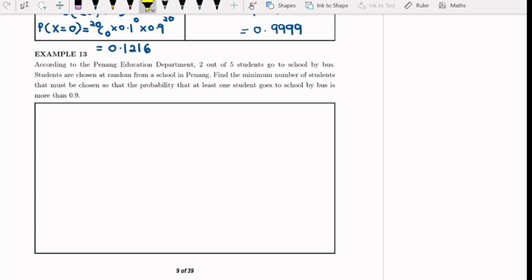According to the Penang Education Department, 2 out of 5 students go to school by bus. Students are chosen at random from a school in Penang. Find the minimum number of students that must be chosen so that the probability that at least one student goes to school by bus is more than 0.9. For this question, first, we can define x as the number of students that go to school by bus.